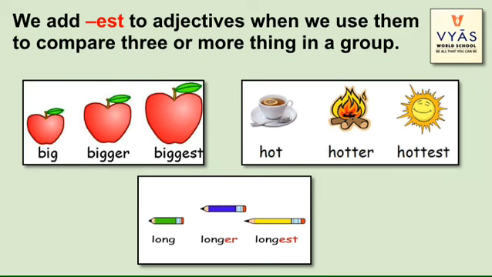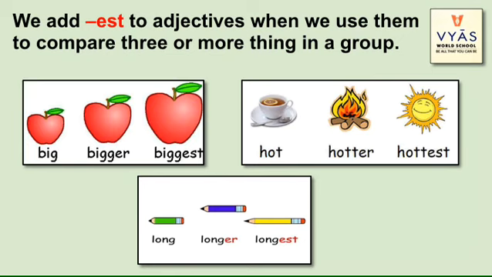Similarly, the next example is of hot, hotter, hottest. Okay, and the next example is long, longer, longest. The green pencil is long. Blue pencil is longer than the green pencil, but the yellow is the longest of all. So here we are comparing 3 things in a group, so we use the adjective est.